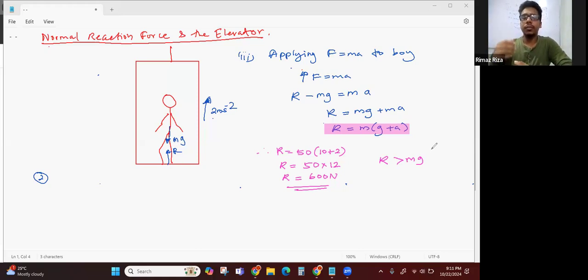For example, say you are entering a lift and you push the button, so it accelerates. During that acceleration, you feel like you are extra pushed to the ground, or you feel much more force on your feet. Is that clear?